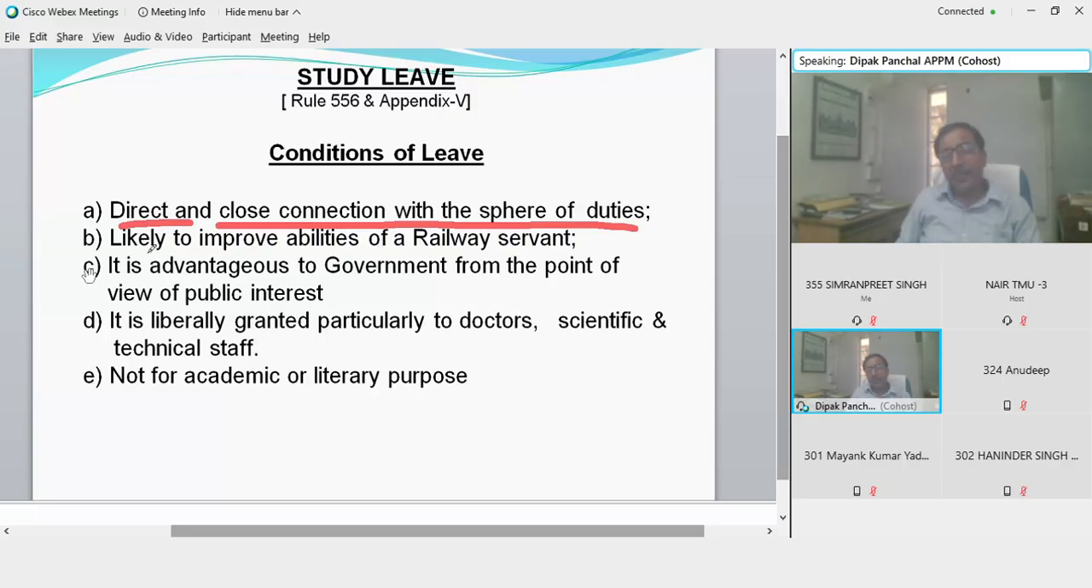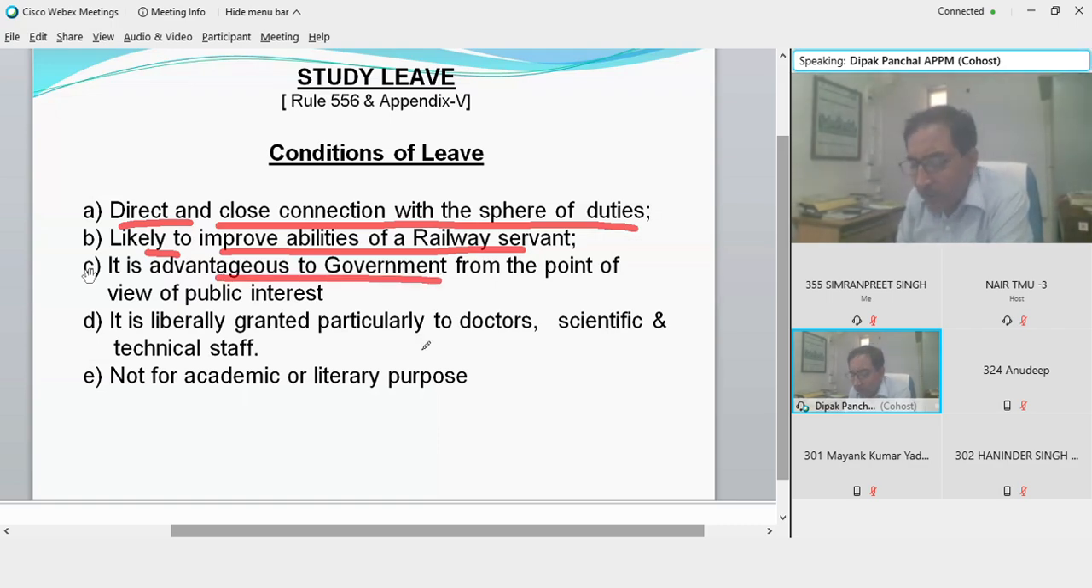Secondly, it should be certified by the controlling officer that by undergoing this particular course of study, it will improve the ability of the railway servant, and that it will not be only advantageous to the employee, but it will be advantageous to the government also. So this certification is necessary from the controlling officer. Then only the competent authority can sanction the study. Doctors for undergoing their PG and scientific staff or technical staff, they are liberally granted this leave.